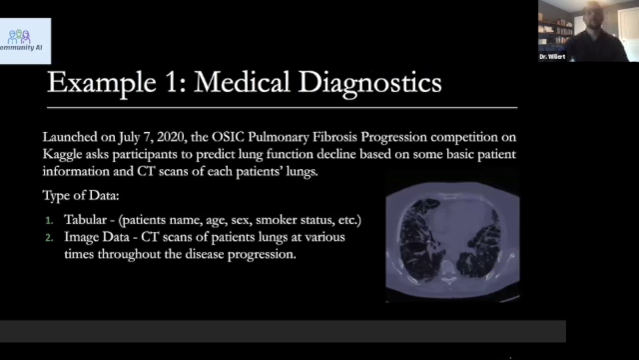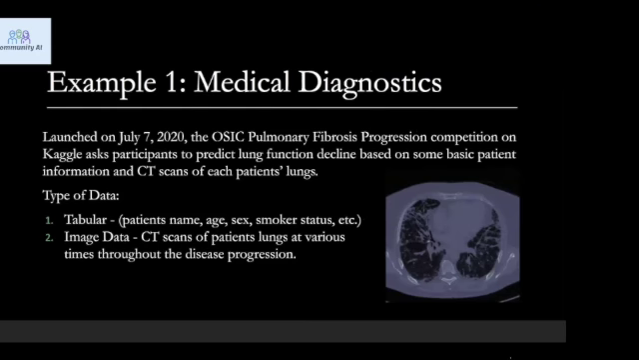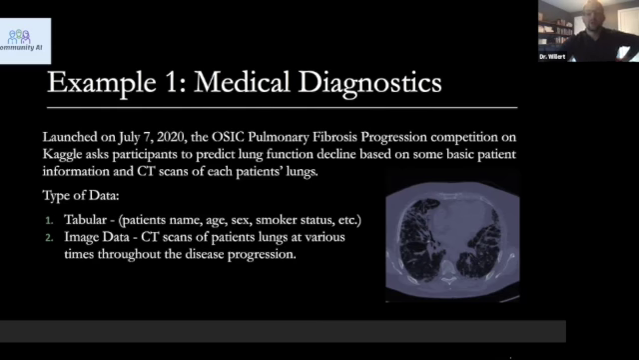So let's dig in a little bit further on some of these examples. This is an example of a Kaggle competition that was just released 1 week ago today. This OSIC pulmonary fibrosis progression competition asks participants to predict lung function decline based on some basic patient information. So that might be patient's age, their gender, whether or not they smoke, and then some measurements of their lung function, and then a series of CT scans that are taken at a variety of times throughout the disease progression.